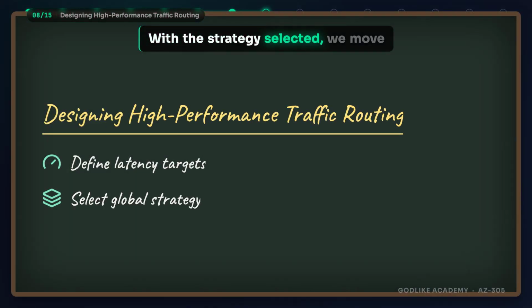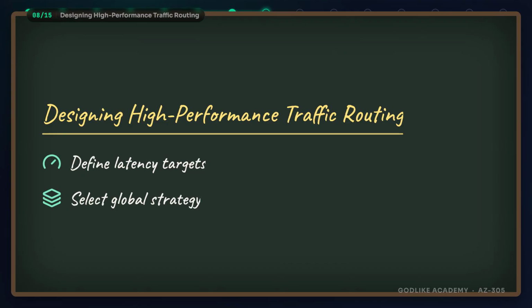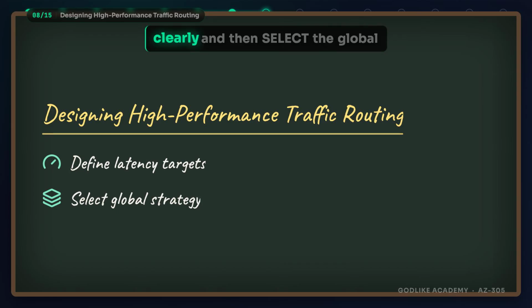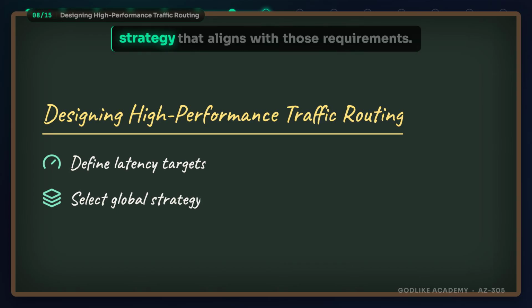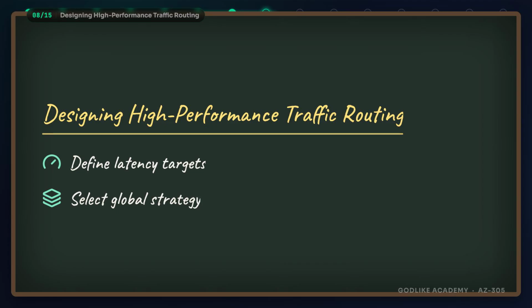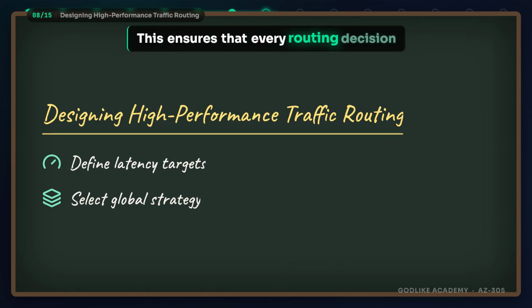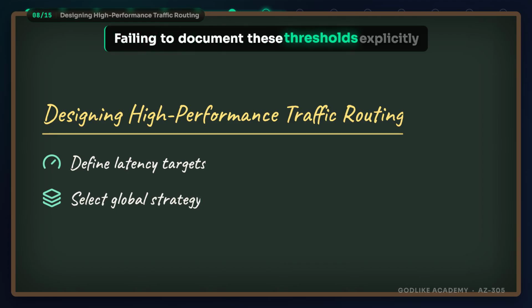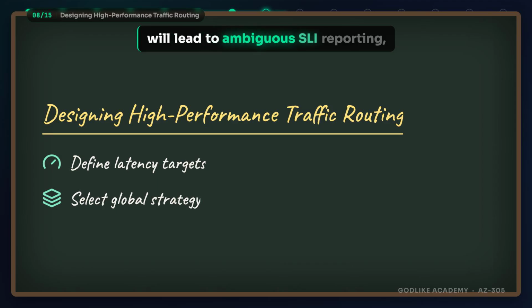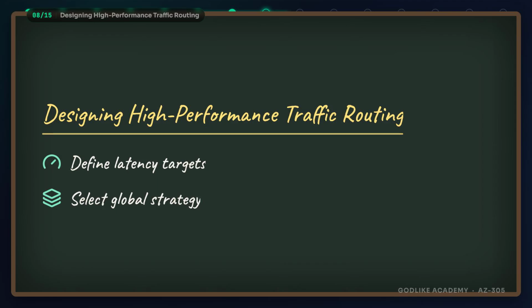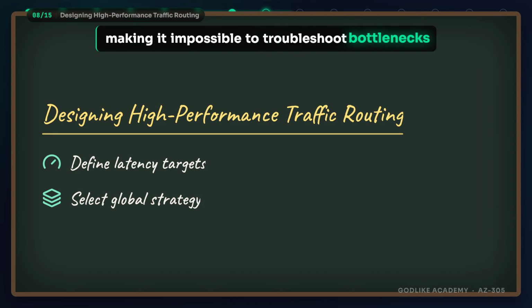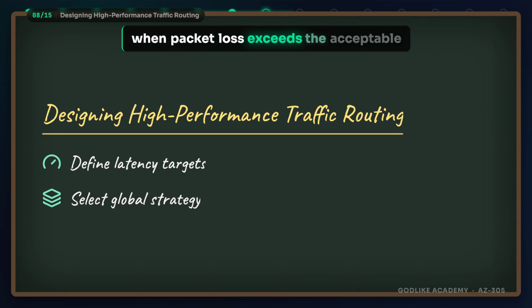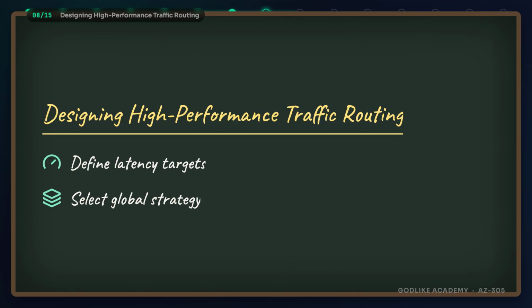With the strategy selected, we move to the next phase. We must define our latency targets clearly and then select the global strategy that aligns with those requirements. This ensures that every routing decision supports the overall performance goals of the application. Failing to document these thresholds explicitly will lead to ambiguous SLI reporting, making it impossible to troubleshoot bottlenecks when packet loss exceeds the acceptable 5% threshold during high concurrency events.